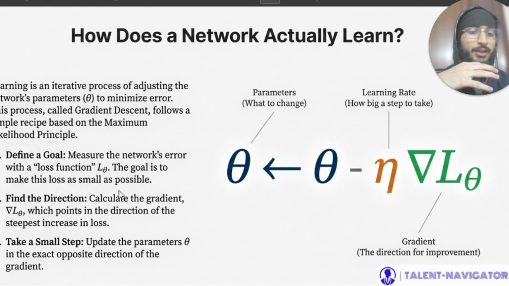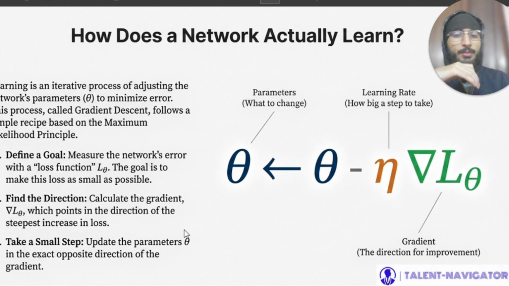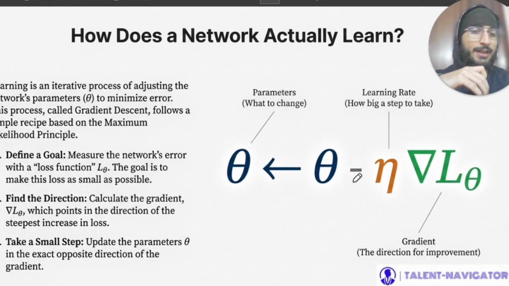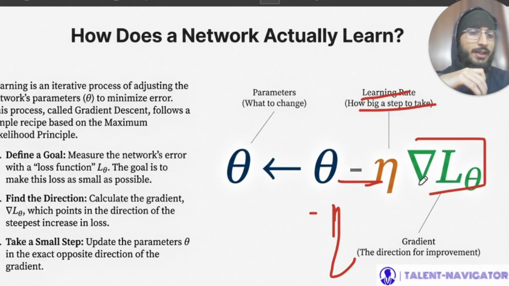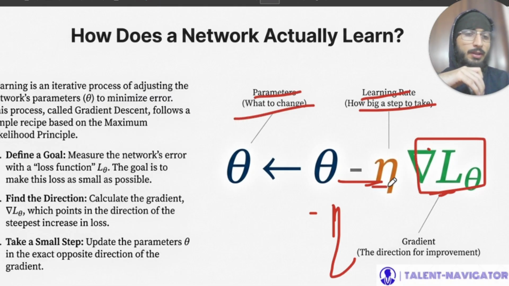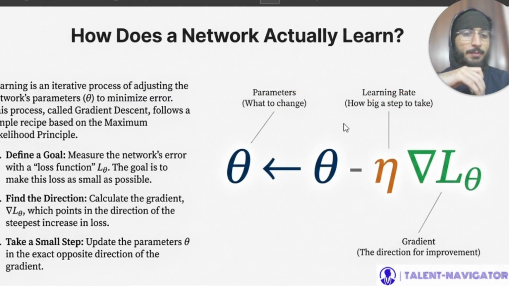Then we need to find the direction. So we calculate the gradient, that is delta of L theta, which points in the direction of the steepest increase in loss. Then we take a small step. So we update the parameter theta in the exact opposite direction of the gradient. Since we are taking the exact opposite, we need to subtract it. So minus eta, which is the learning rate, times the gradient of the loss function. So we change the parameters in an iterative manner, right, for each step.